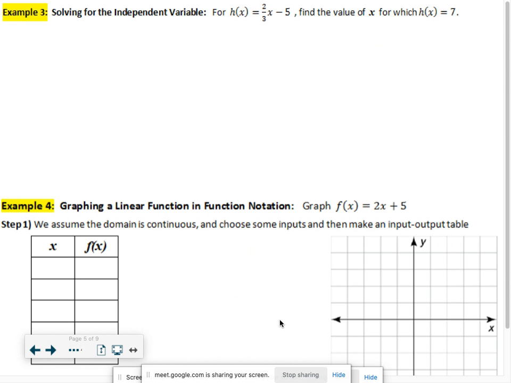So this time, we want to figure out what value you have to plug in for x to get out 7. So we're doing the opposite. This time we're given the output and we're looking for the input. So here, we're going to set 7 equal to our equation and solve for x. Okay?